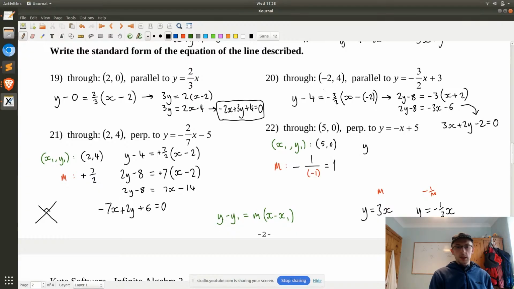Using this here, y minus 0 equals 1, open brackets, x minus 5. So y equals x minus 5. And now, finally, getting it into standard form. So take away x from both sides and add 5. So minus x plus y plus 5 equals 0. And that's the final answer there.